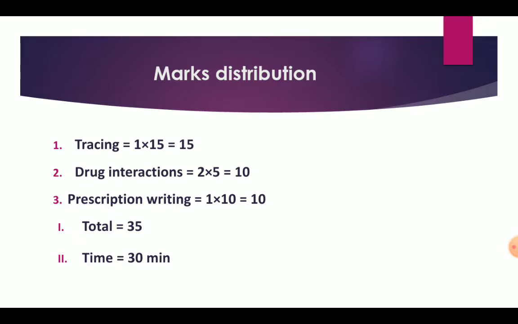One is a tracing. The tracing will have 15 marks. Then drug interactions. There will be two drug interactions. You have to write down the explanations of two drug interactions, and they will contain 2 into 5, that means 10 marks. And then there will be a prescription writing. You will be given a clinical scenario and you have to write a prescription according to that scenario, so that will contain 10. So total 35, and you will be given 30 minutes time.